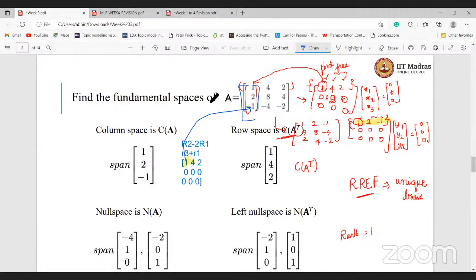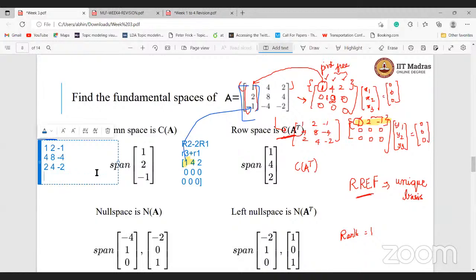For row space, just transpose the matrix. Now, if you transpose the matrix, it will be 1, 2, -1, and 4. So for row space, it's just a row after reduced row echelon form, right? 1, 4, 2. Yeah, that is also correct. That is also a right method. That is not wrong. Or you can do this. There is nothing wrong with that. This method is also okay.